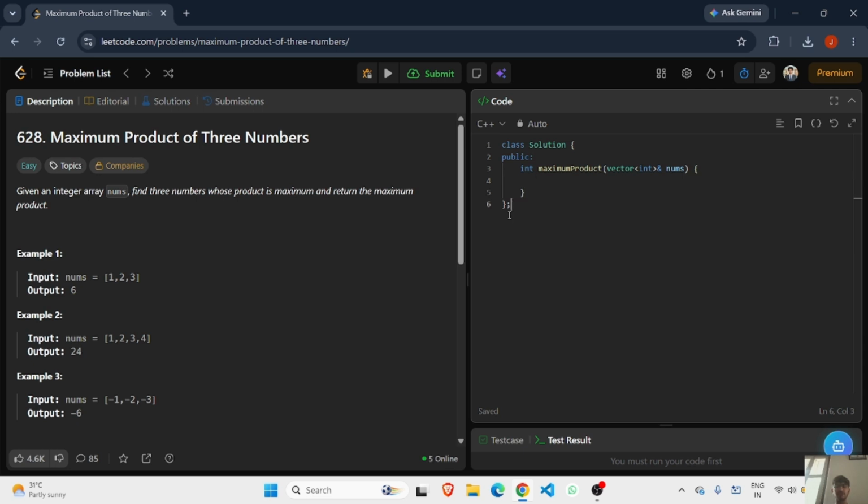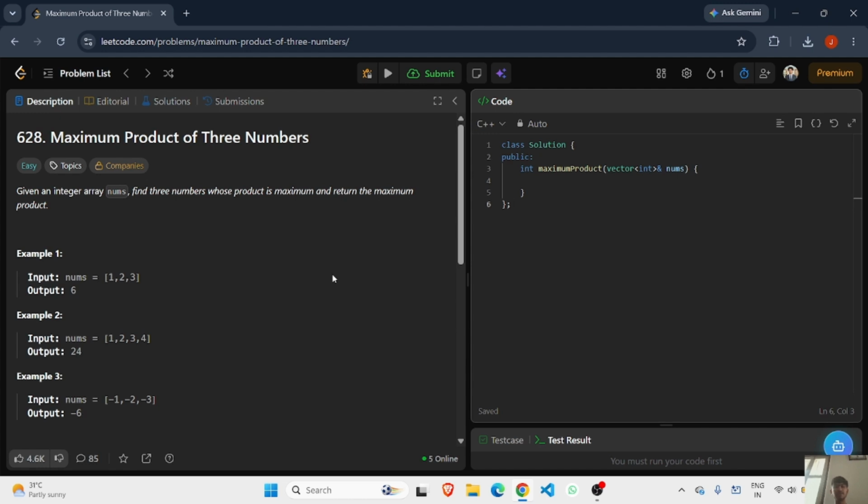Today we are solving problem number 268, Maximum Product of Three Numbers. This is an easy array problem that teaches the importance of observation about positive and negative numbers. So let's get started. We are given an integer array. Our task is to find the maximum product that can be obtained by multiplying three numbers in the array. So let's understand with an example.